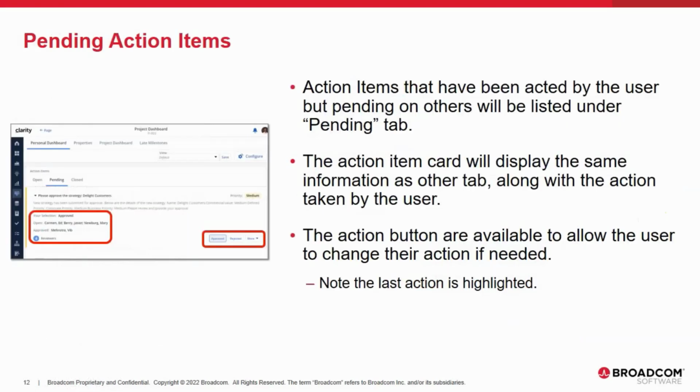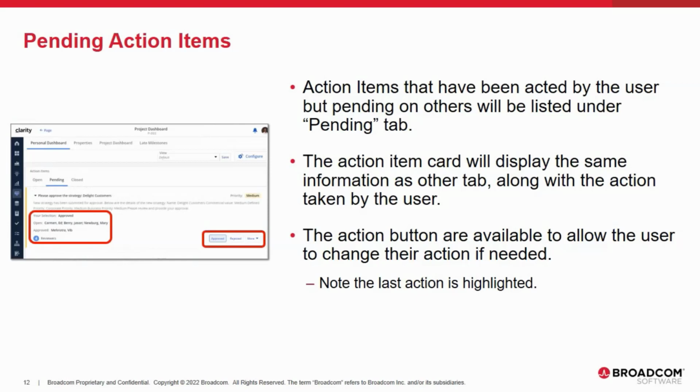The pending action items are those where the logged in user has already acted upon, but that action item is awaiting additional users to act on. This would be an example where, in a stage gate, there are 2 approvers, and I require both of the approvers to approve that action item before the process can move forward.